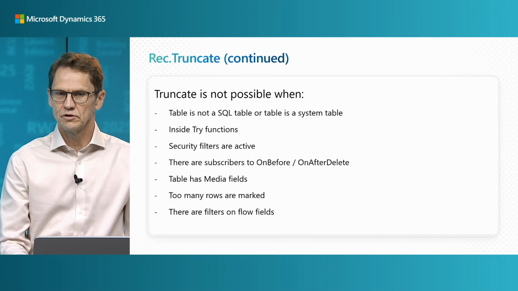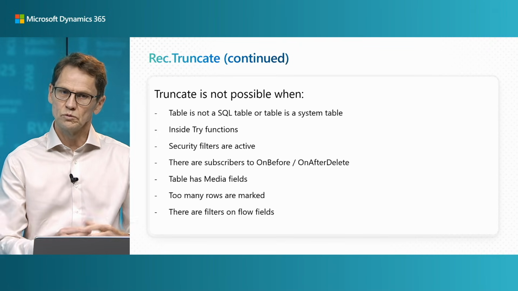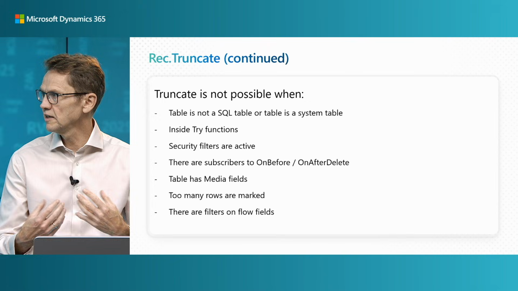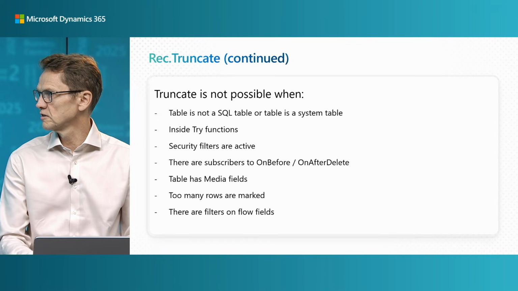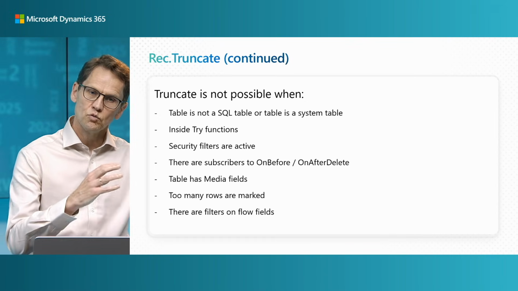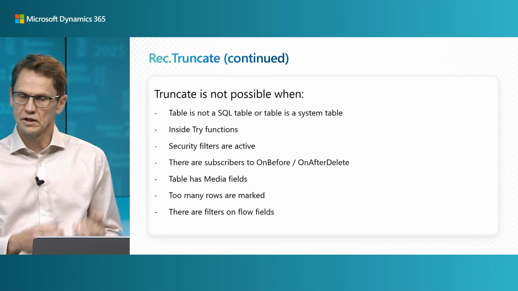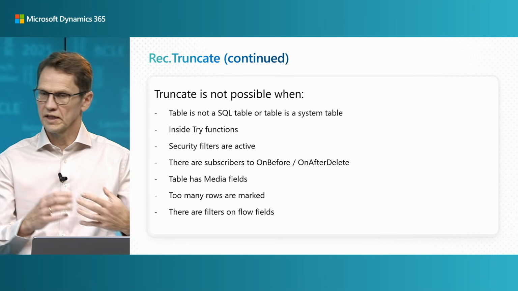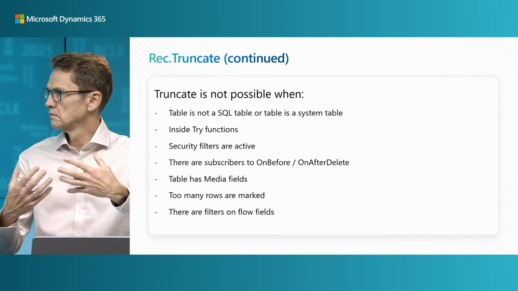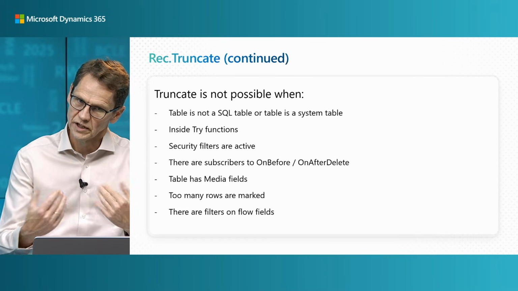If there are subscribers to on before or on after delete, we won't do the truncate. So it's mainly used for logs, etc., as you said. And the way you want to code this is you want to do an if not rec.truncate, then maybe delete all or whatever you want to do.